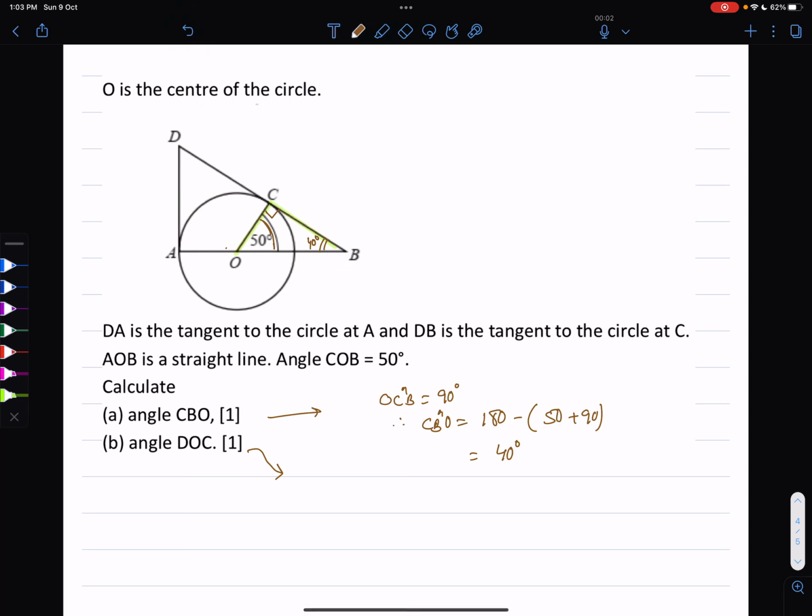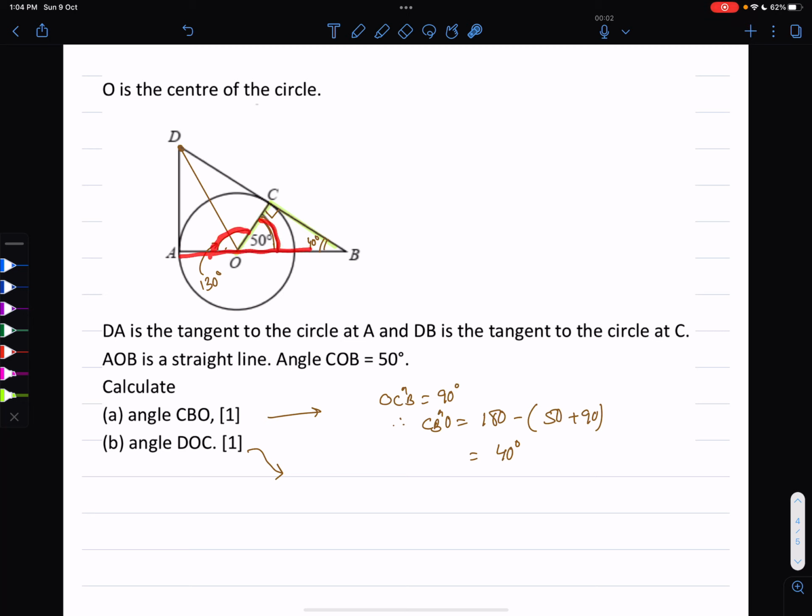The next part says find angle DOC. Now DOC is this angle. If you connect point D and O, that is a line from an external point to the center of a circle. Remember, DA and DC are going to be equal in length. CO and OA are going to be equal in length because they are the radius of the circle. If I know that COB is 50 degrees, then COA is going to be 180 minus 50, that is 130 degrees. Why is that so? Because AOB is a straight line. Angles in a straight line are supplementary, the sum is going to be equal to 180. So if this angle is 50, this angle is going to be 130.